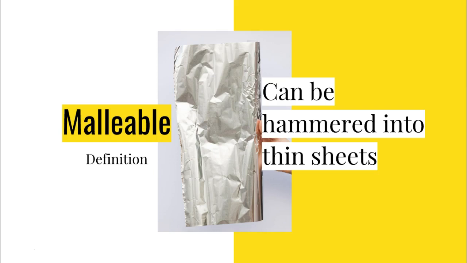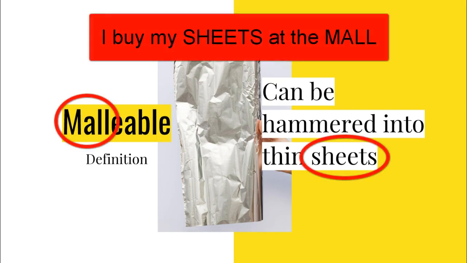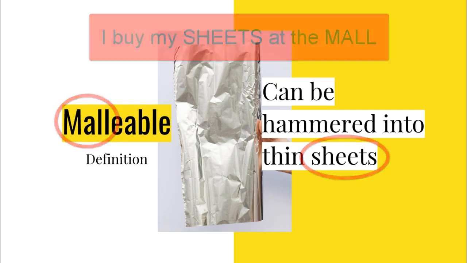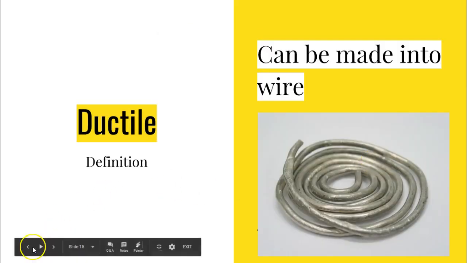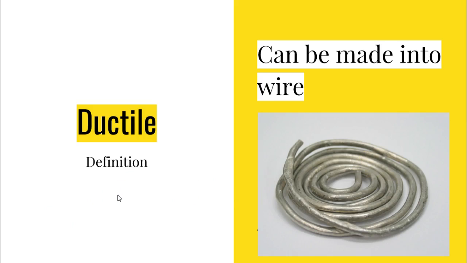These next two words are ones that you may not have seen before, but they are kind of important. So things that are malleable can be hammered into thin sheets, and I have a really dumb way of remembering it. You buy your sheets right here, at the mall. Ductile can be made into wire. So the wire goes under the tile. That's how I remember that one.